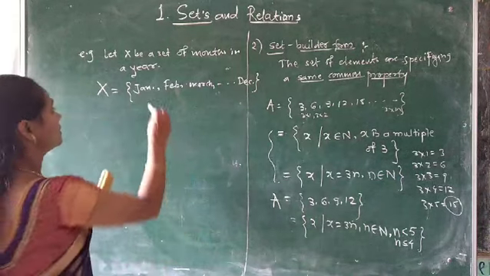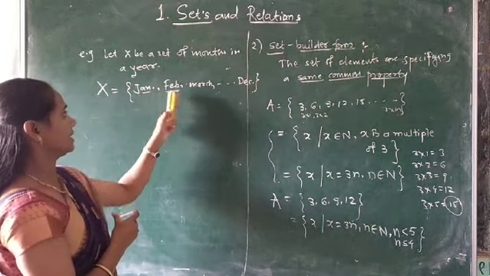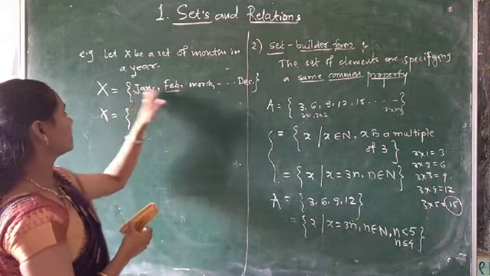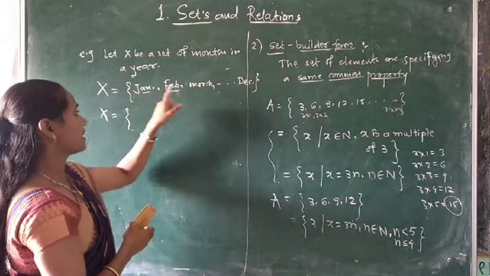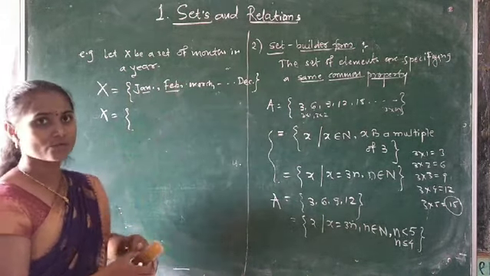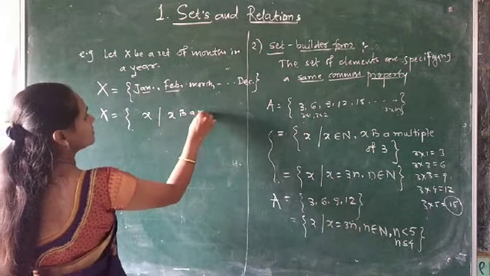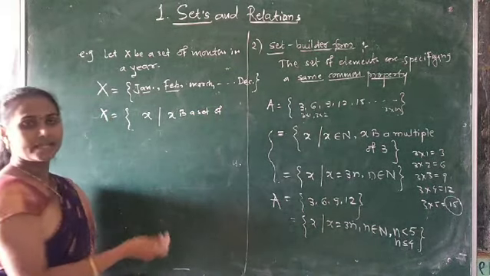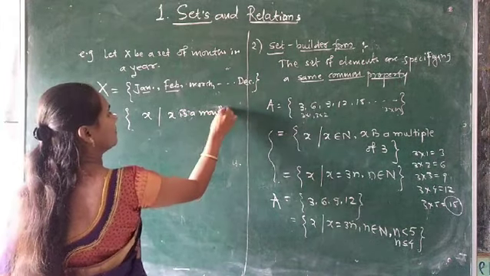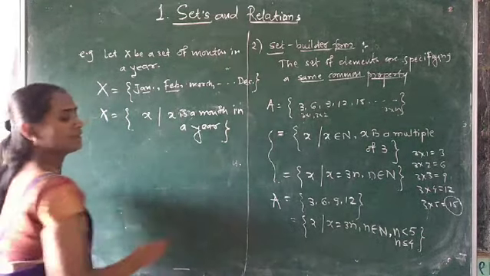So we have to select or choose a common property in this whole element. So x is equal to, look at these all members of this set or elements of this set, January, February, that means these all are months in a year. So I am writing here x such that x is an element of months in a year. X is a month in a year.